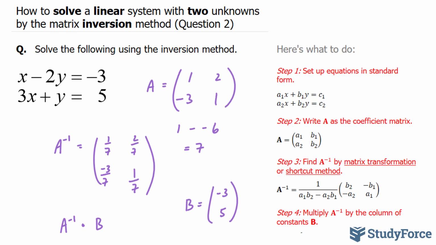And there you have it. That is how to solve a linear system with two unknowns by the matrix inversion method. Make sure to watch question 3 for an even tougher example.